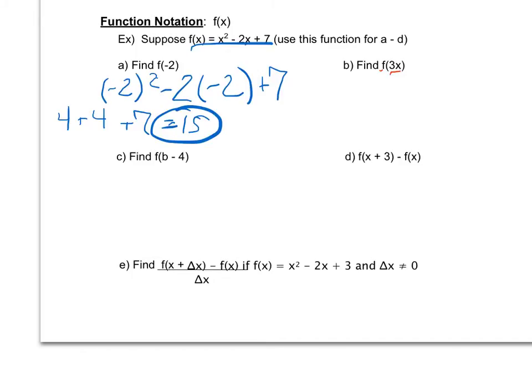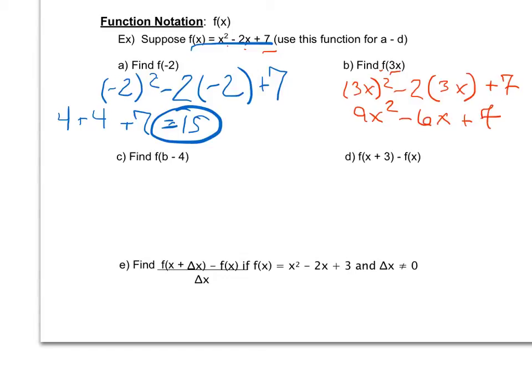All right, got it. I already know where my function is. It's right here. So I'm going to put 3x in for x and then I'll square that. My minus 2 drops down again. In place of this x here, I put 3x. My plus 7 drops down again. Simplifying this, I get 9x squared minus 6x plus 7.